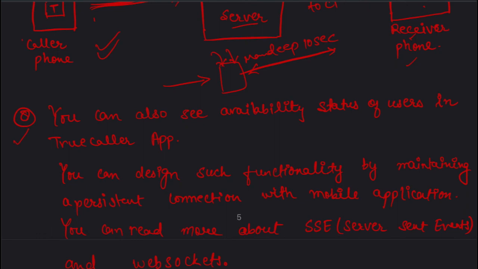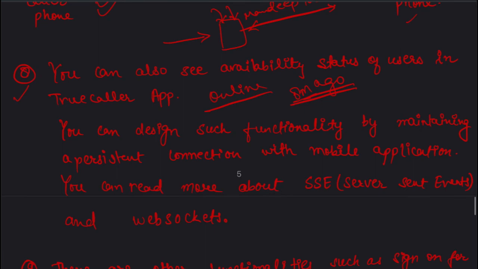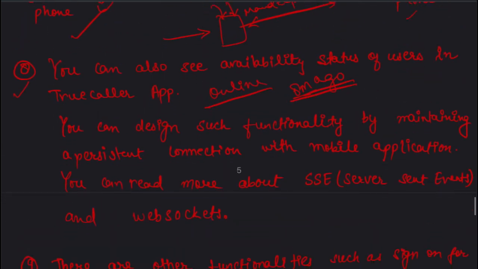Another one: if you use the TrueCaller application, you can also see the availability status of a user, like when this particular user was last available. There is a green tick that the user is online right now, or the user was online 8 minutes ago. These kinds of things you can see in the TrueCaller application. These are enhanced functionalities you can provide on top of your basic functionality, which is to get the name for a particular contact number. Wi-Fi calling was one, and this could be another one.